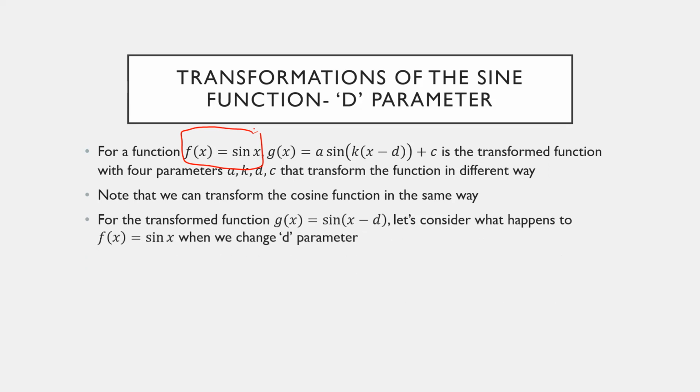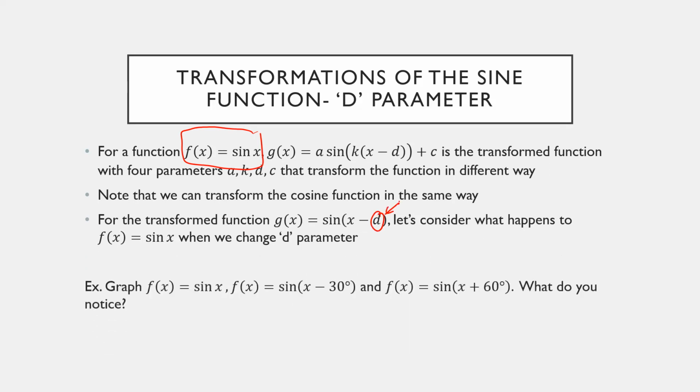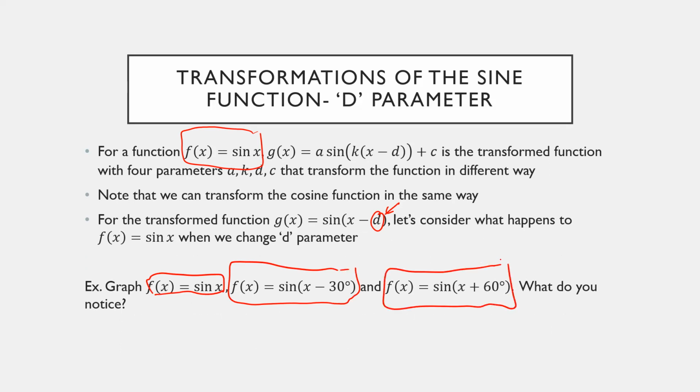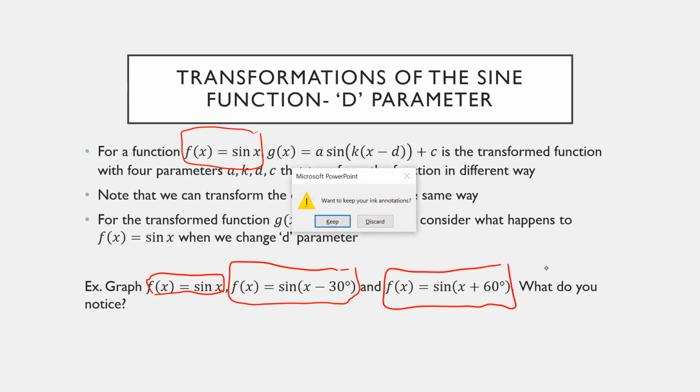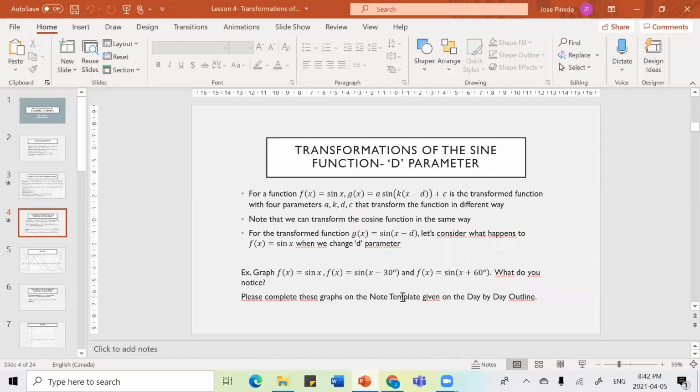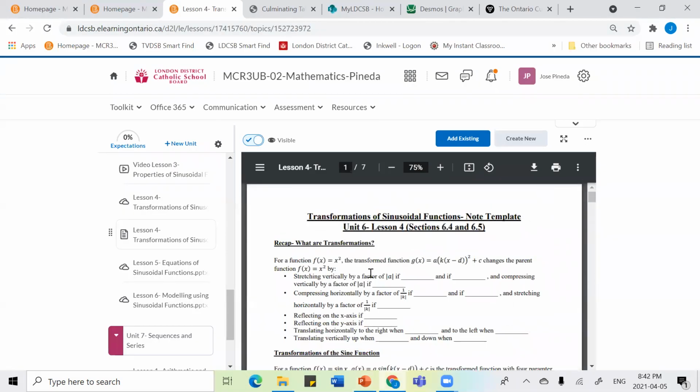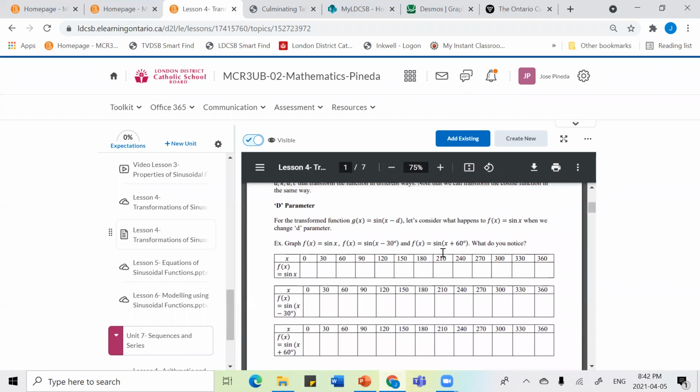Okay, so for the first one, let's look at what the effect is for the d parameter. What happens if I change the d parameter there? I'm going to ask you to graph f(x) = sin x, f(x) = sin(x - 30 degrees), and f(x) = sin(x + 60 degrees). And then what do you notice? I'm going to ask you to go to the note template that's on the day-by-day outline, and fill in this table of values.